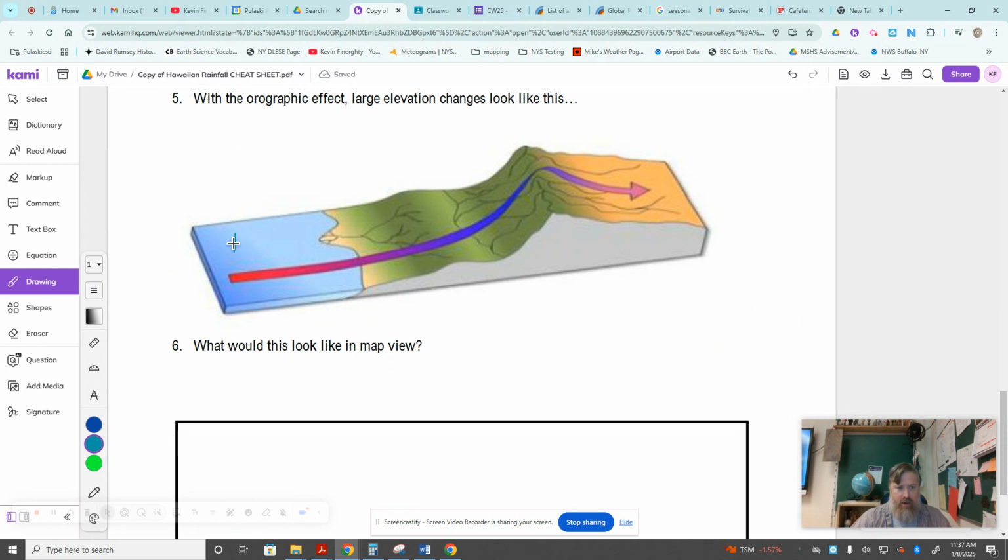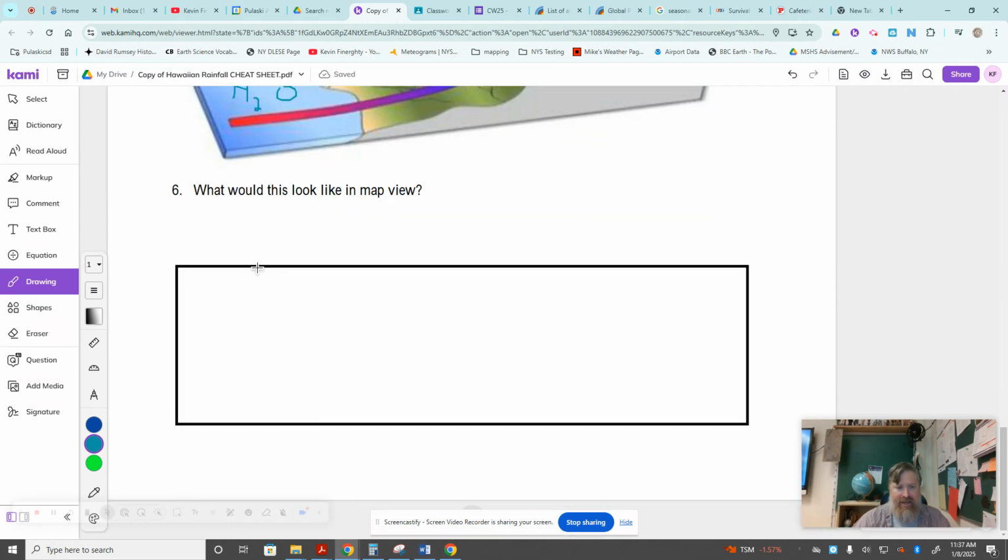You got water, ocean or a big lake like Lake Ontario. Then it comes up and it's the wet side of the mountain. And then at the top is the peak. And then on the back of the peak is the dry side of the mountain. So like in map view, because you're going to be dealing with maps in the lab, ocean or lake, and then if the peak is here, we'll expect wet on the windward and dry on the leeward.